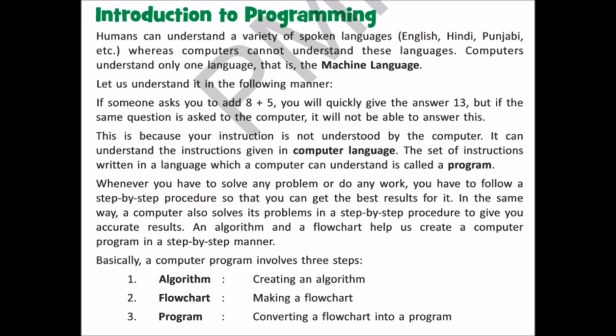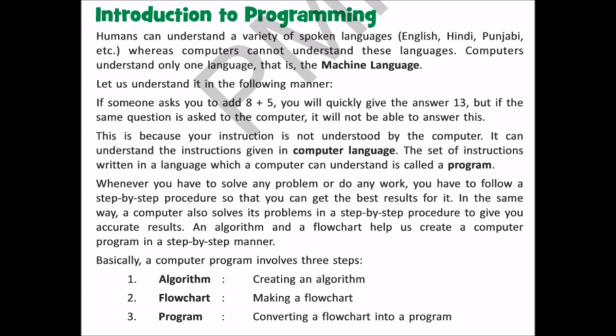As we know, computer understood only binary language or machine language. As it is said that to solve any program or to do any work, you should follow proper planning. That means you should follow step-by-step procedure. Algorithm and flowchart help us to create program in step-by-step manner. A computer program involves 3 steps: algorithm, flowchart and program.